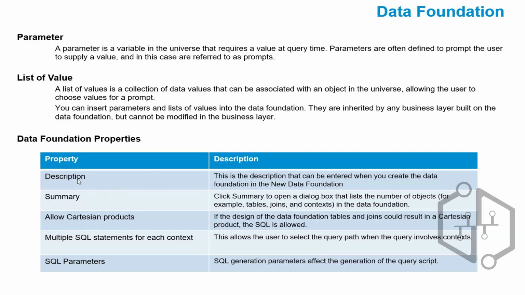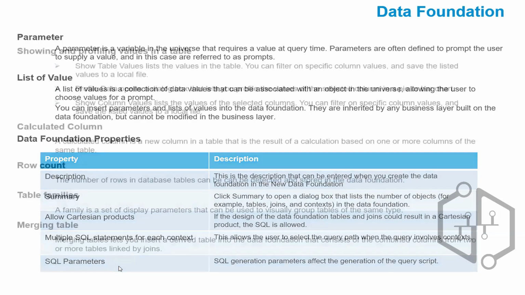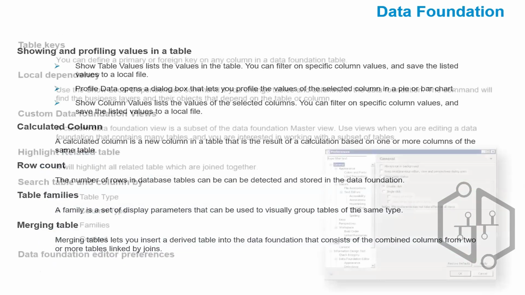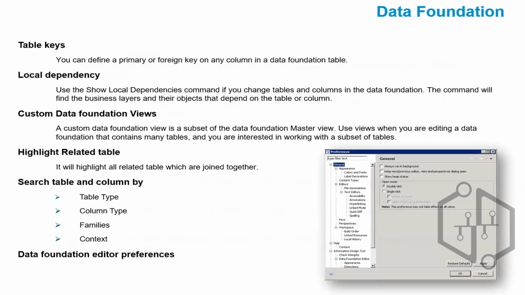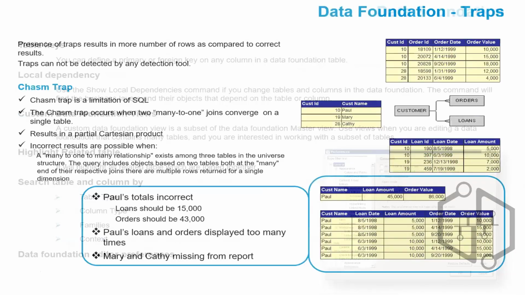These are the data foundation properties, like description, summary, allow Cartesian products, multiple SQL statement for each context. This is useful to resolve context, SQL parameters. These are some properties. These are all properties that we can see in the screen.